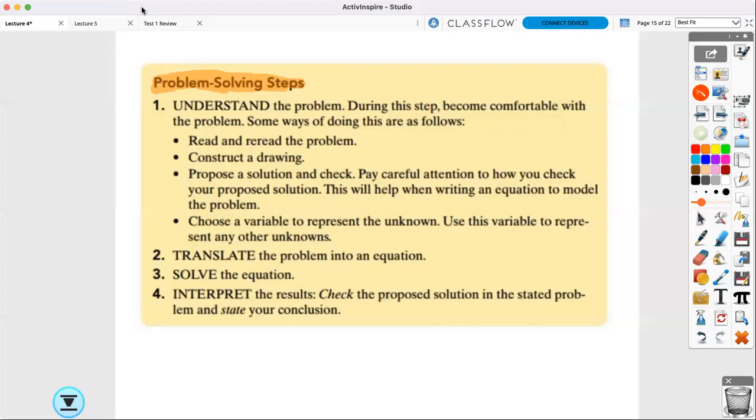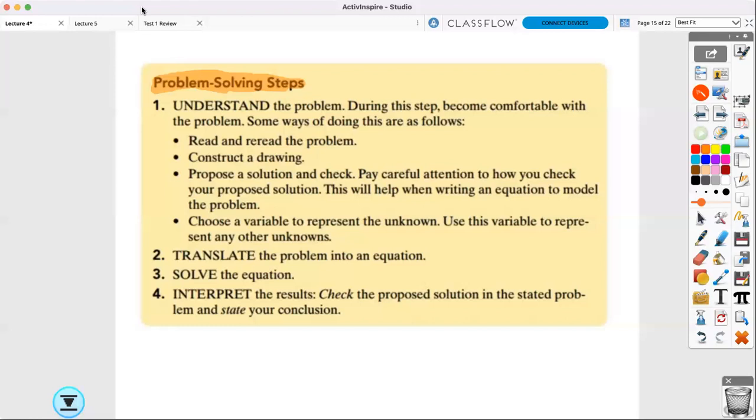All right, I'm going to read each one. So the first step in problem solving is understand the problem. During this step, become comfortable with the problem. Some ways of doing this are as follows. Read and reread the problem. Same concept as reading directions, right? And when you're going on the GPS. Another way is construct a drawing or propose a solution and check. Pay careful attention to how you check your solution because that may help you write an equation to model the problem.